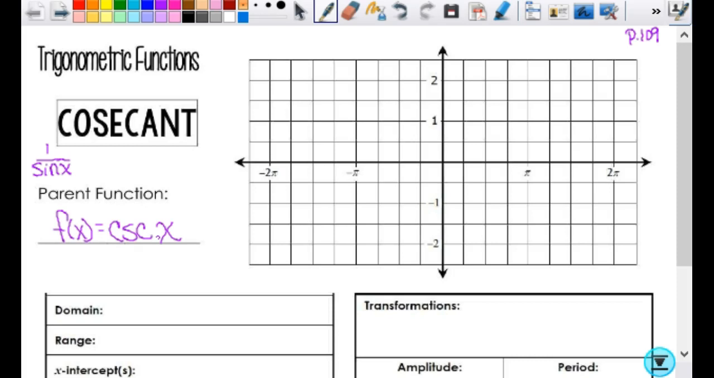So to show you where this comes from, I want you to very, very lightly sketch in a sine graph here. So sine would start at 0. It's going to go through pi and 2 pi and go to 1 and -1 right here. So very lightly sketch in this curve so that we can come up with cosecant.